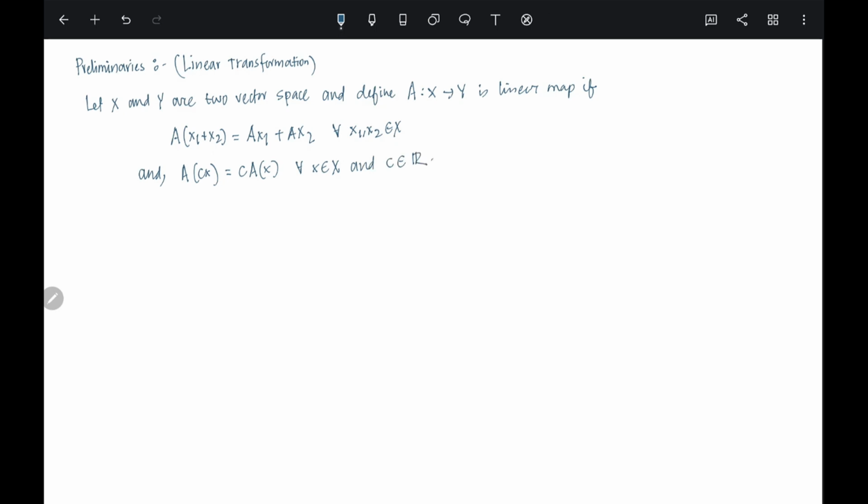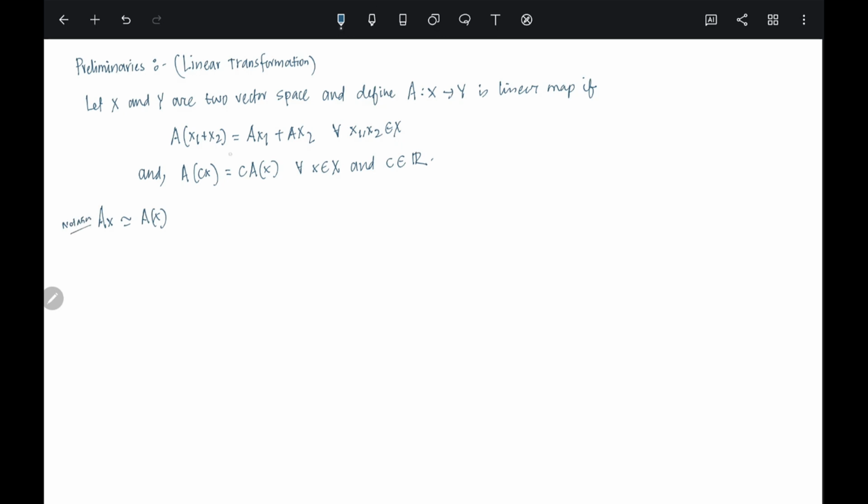Clear? So in this course we are always going to write Ax. This is essentially nothing but A acting at the element x. So this is a small notation, and we are going to write it as Ax.